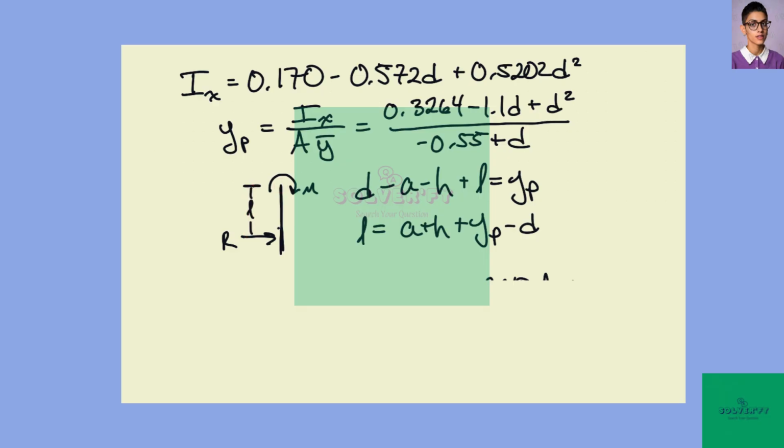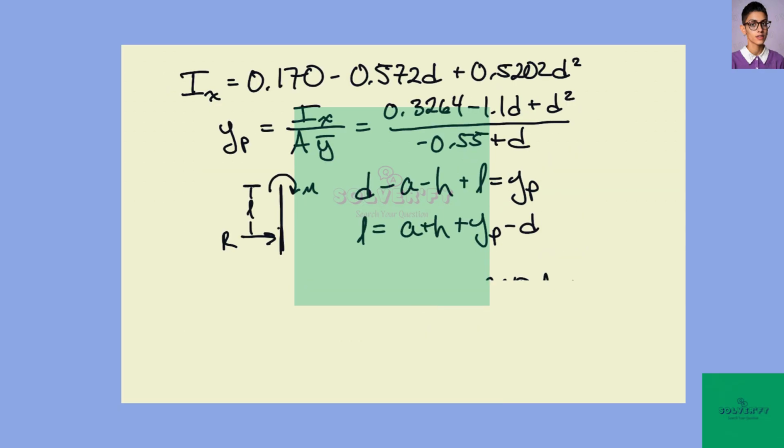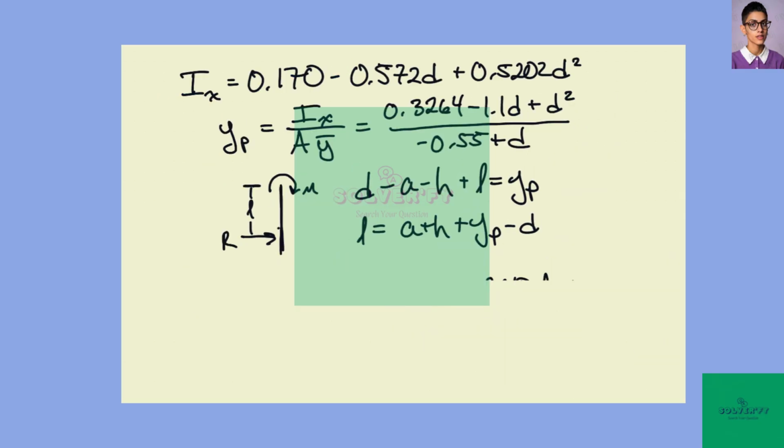Now if we go back and look at this picture here, we see that the center of pressure is at D minus A minus H plus L. Okay, so that's D minus A minus H plus L. So we get the center of pressure in terms of D, and in terms of the center of pressure, we can write L. So we know L equals A plus H plus the center of pressure minus D. Right? So now we've got L in terms of D.